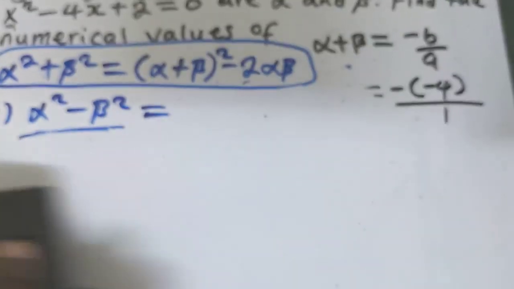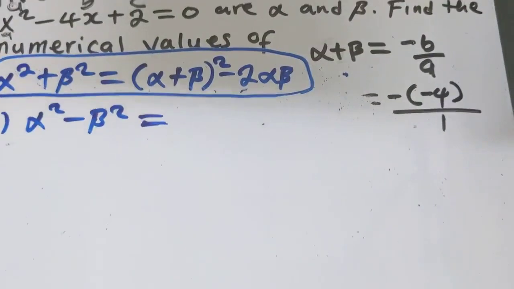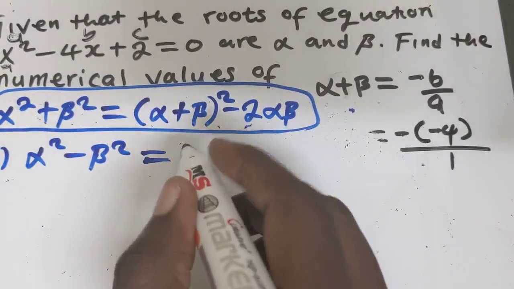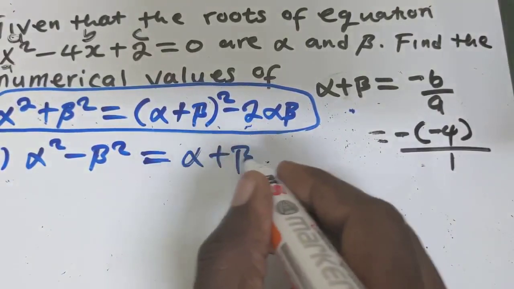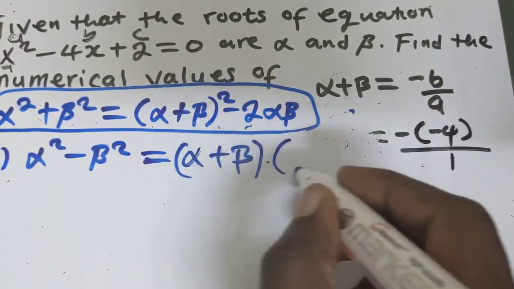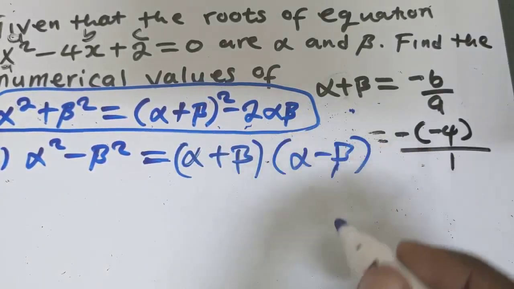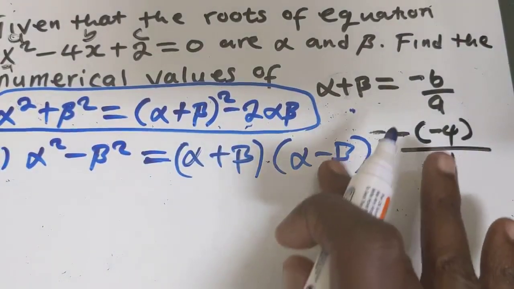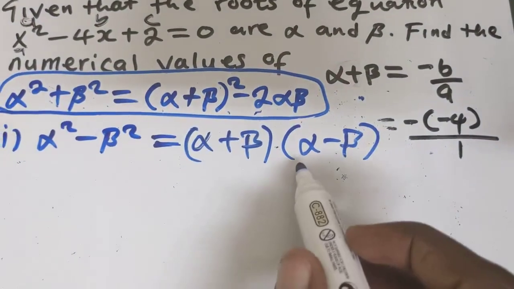Let me rewrite it. We said that if you write this one in the form of the difference of two squares, it is going to be alpha plus beta multiplied by alpha minus beta, like that. And we know the formula for this one.